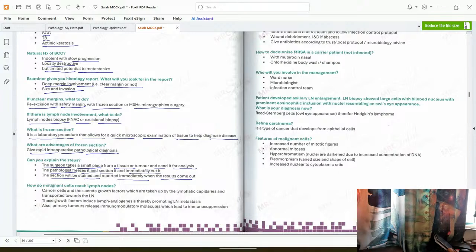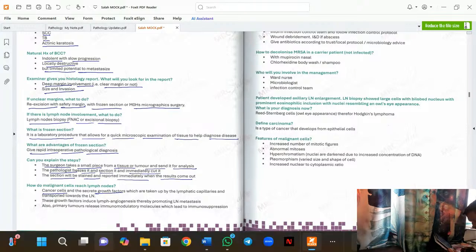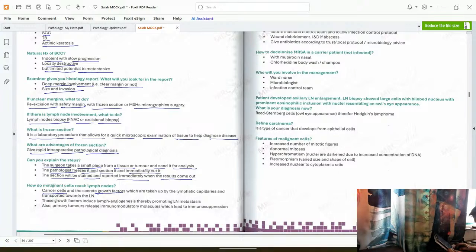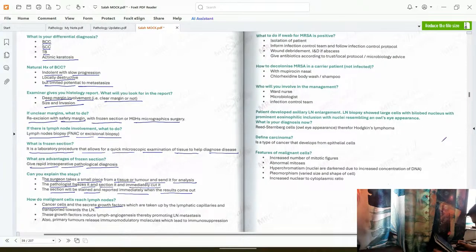How do malignant cells reach the lymph node? Cancer cells secrete growth factors which are taken up by the lymphatic capillaries.